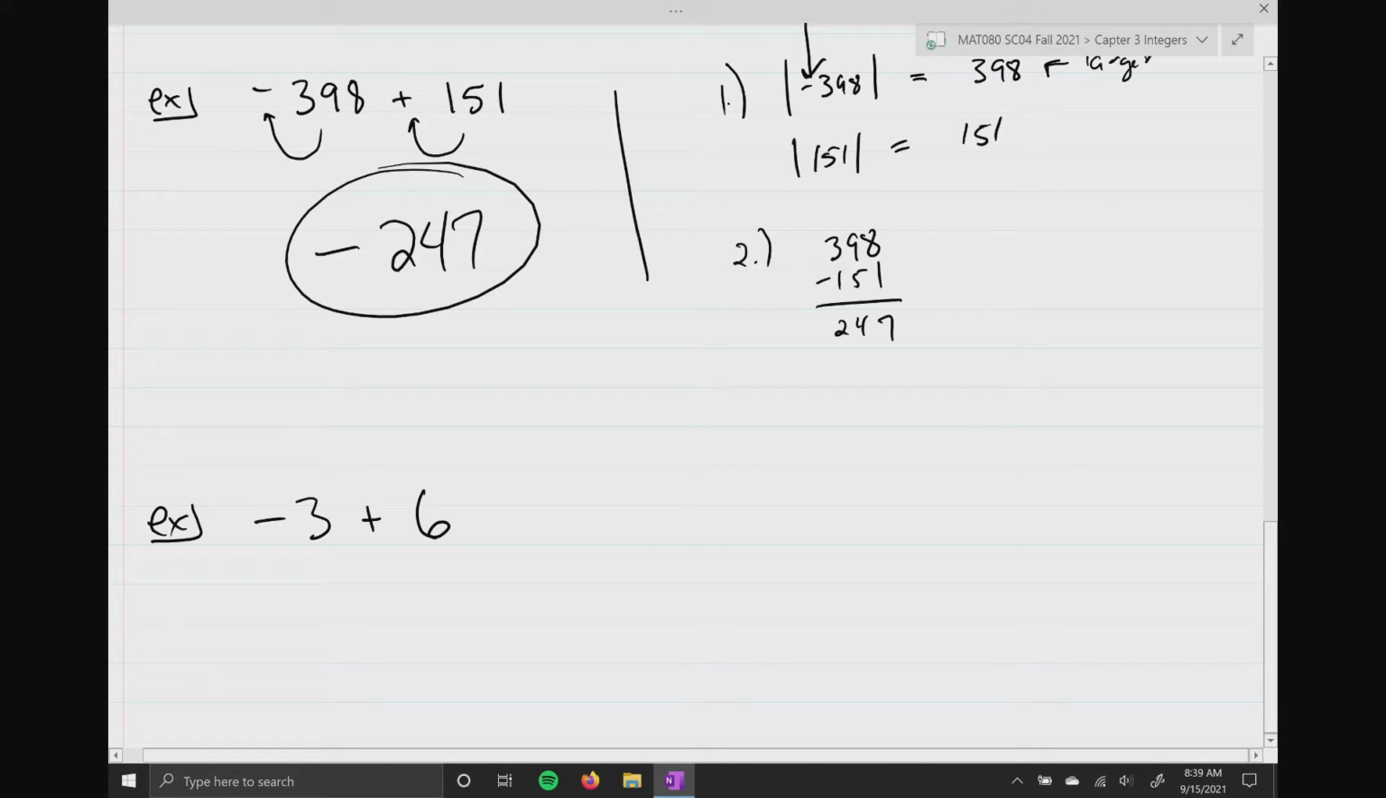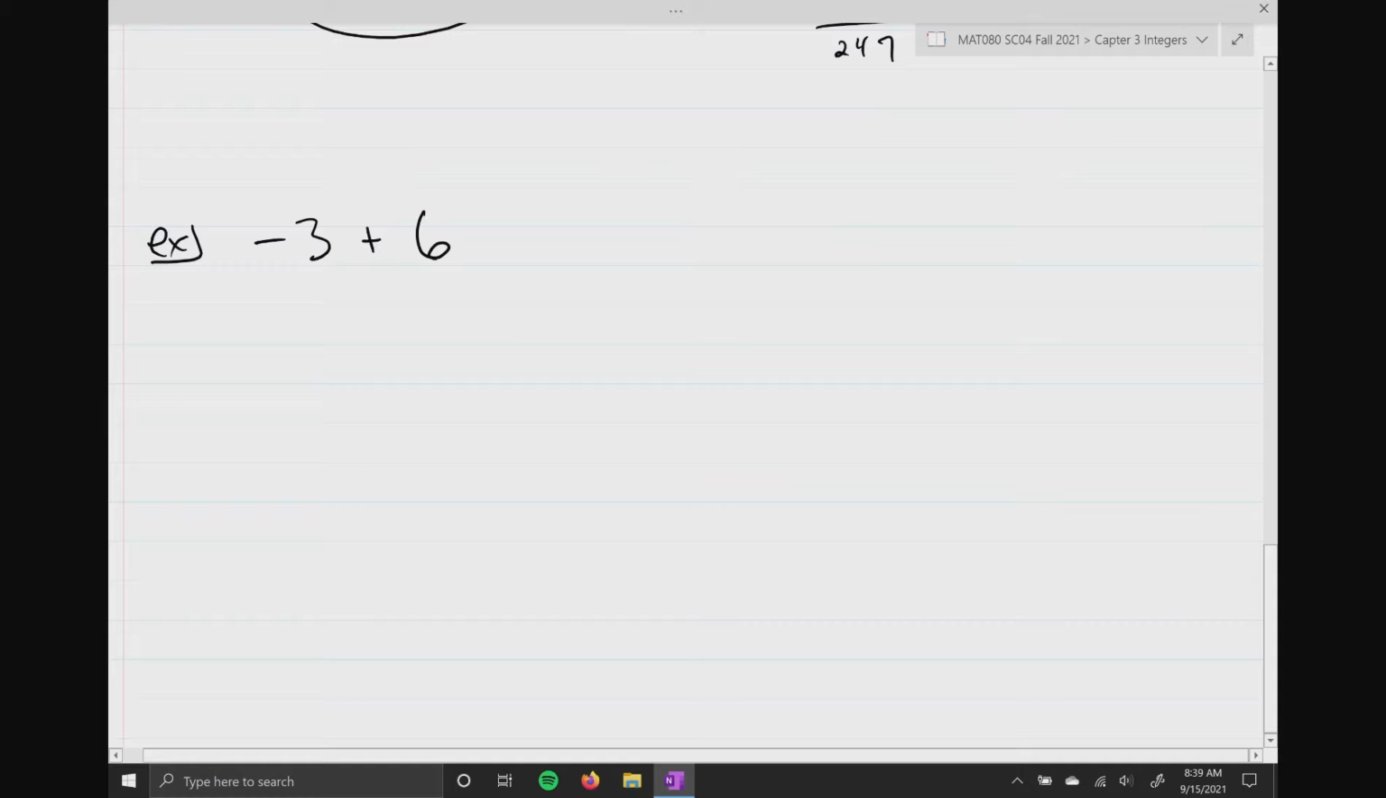All right, very simple problem. Negative 3 plus 6. Okay? So I'm going to do it in steps, and then I'll show you a picture. Step 1. Let's find the larger absolute value. Absolute value of negative 3 is positive 3. Absolute value of 6 is positive 6. So that's going to be my larger value. So now I subtract. That's step 2.